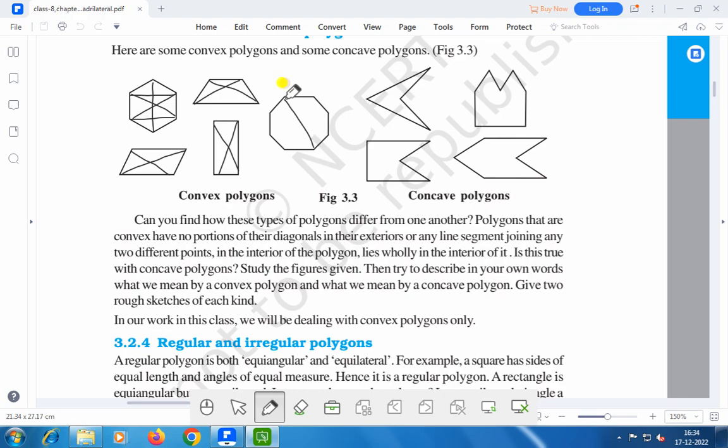Here, these are the different diagonals.